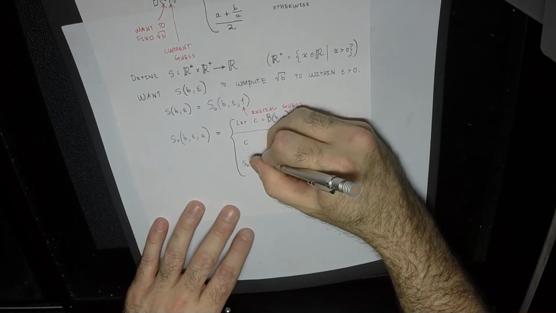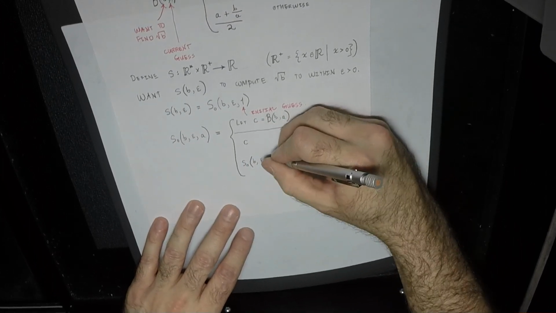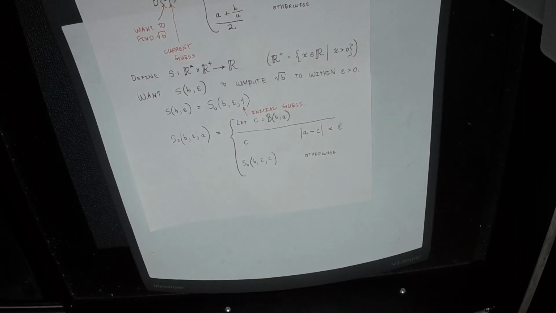Of B, epsilon, and what? C. C, right? So the idea is kind of simple-minded. At every step you compute a candidate. You check whether or not this candidate is within epsilon of the previous candidate. If so, then the newest candidate is the answer. Otherwise, continue.